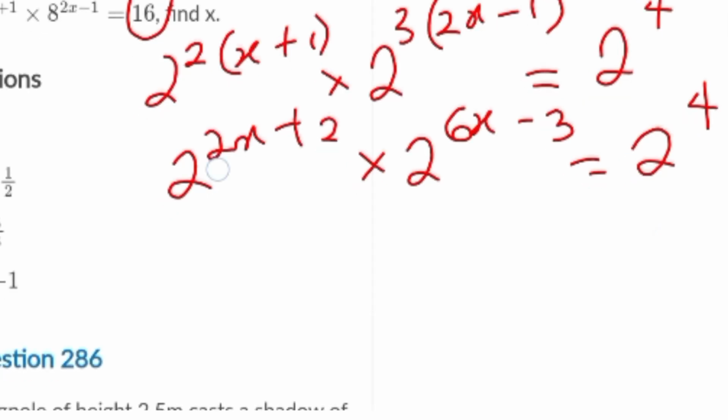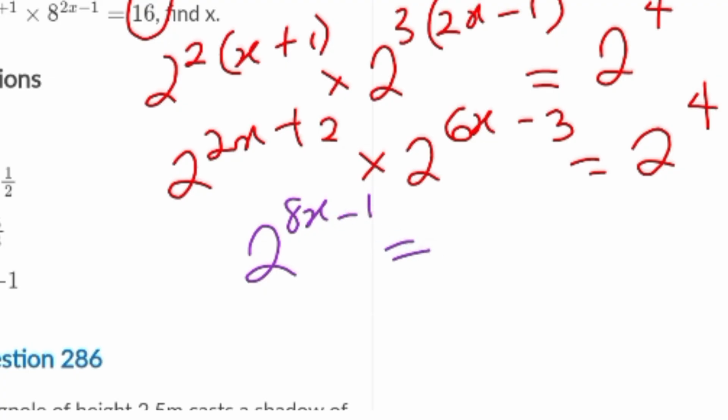So the next thing is to add the powers. So we're adding the powers. We're going to do 2x plus 6x. So write your 2 first, which is the common base. Okay, so 2x plus 6x, that will give you 8x. Then 2 minus 3, that will give you minus 1.